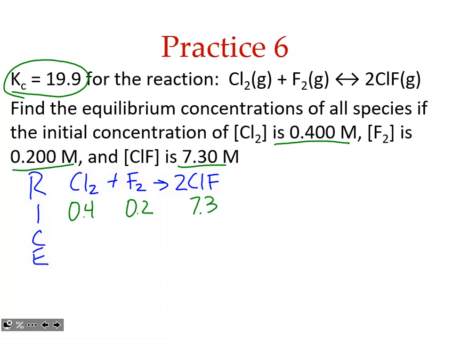What does this mean? We have to find Q. So let's do a Q. But we have to write out our expression first, so let's do that. So K equals the concentration of this squared over the reactants. Products over reactants, do that first. Now we can substitute in our initial concentrations. We have all 3. We have to find Q.